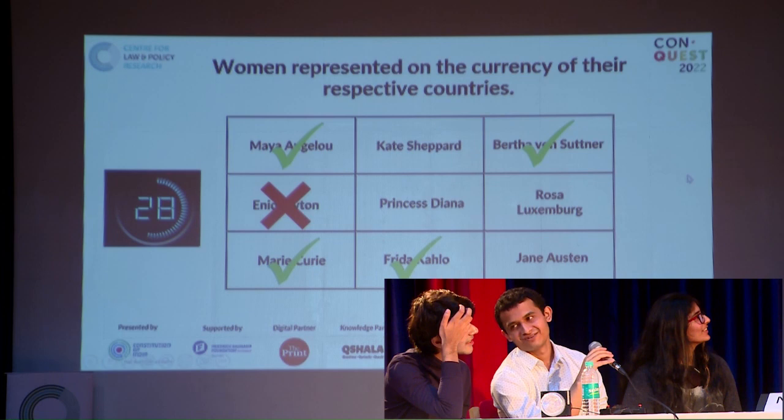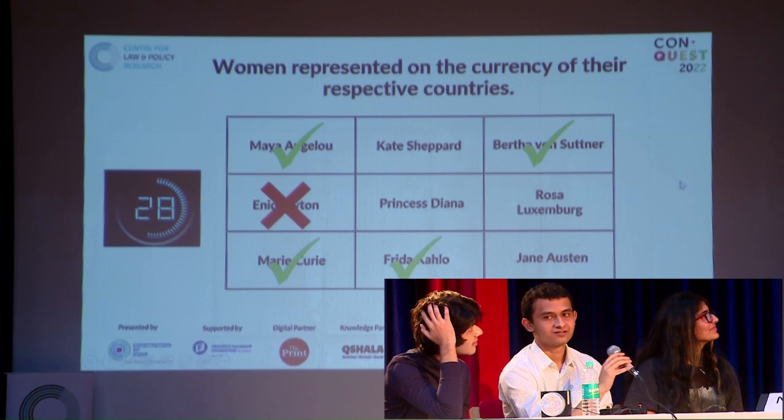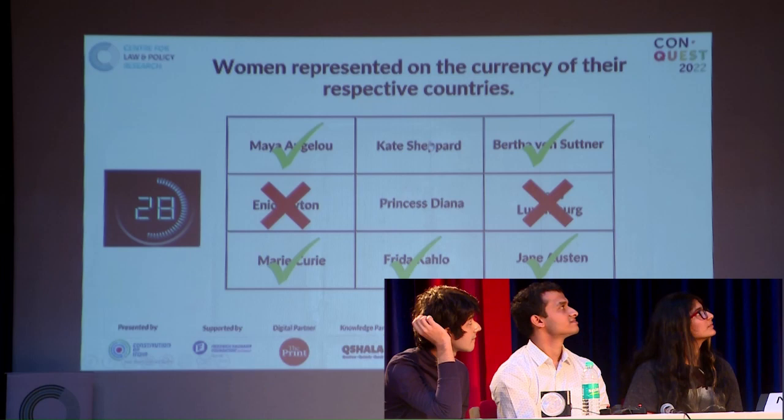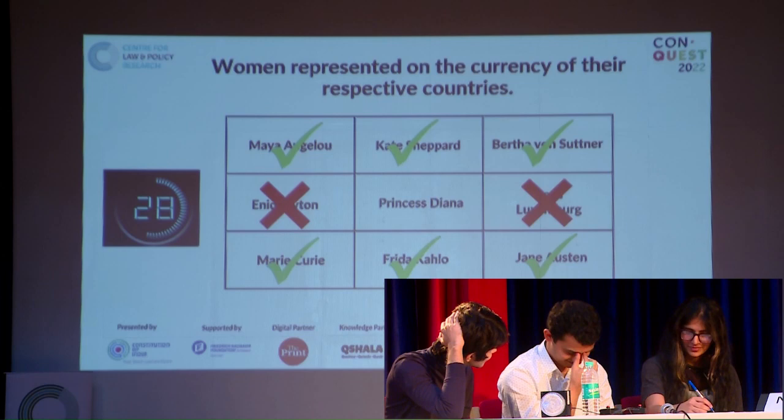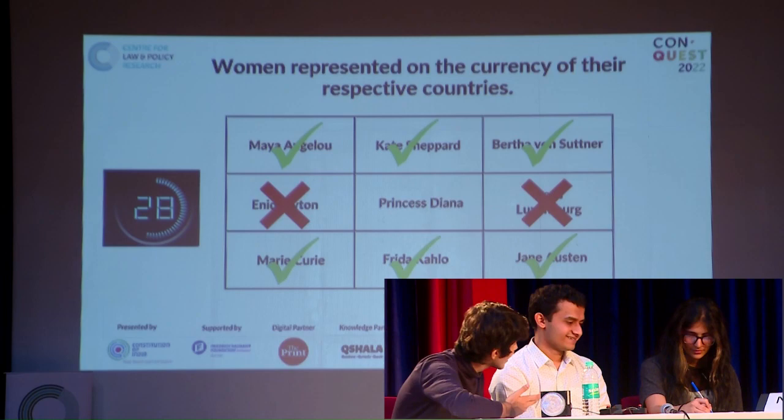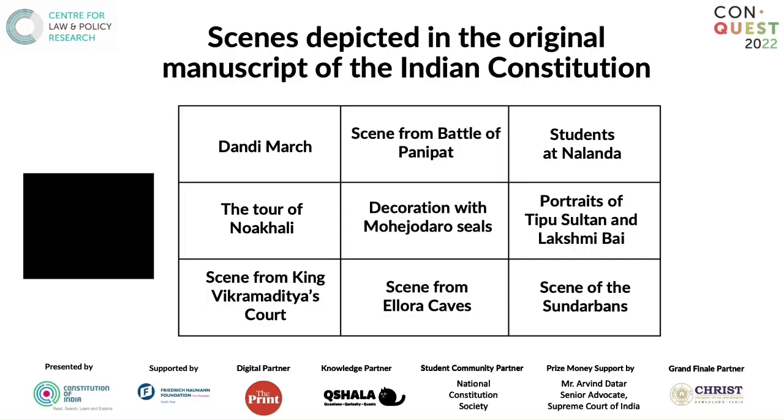Go Rosa Luxemburg. Rosa Luxemburg was an incorrect answer. Other correct answers were Jane Austen and Kate Shepherd, the suffragist from New Zealand. Right? Good. Again, don't worry. We have two more rounds for you to catch up. Princess Diana was the other incorrect answer. So it's very important to talk about the representation of women, not just in different areas, especially on currency notes here as well. So with that, we move on to NLU Delhi Team 2.